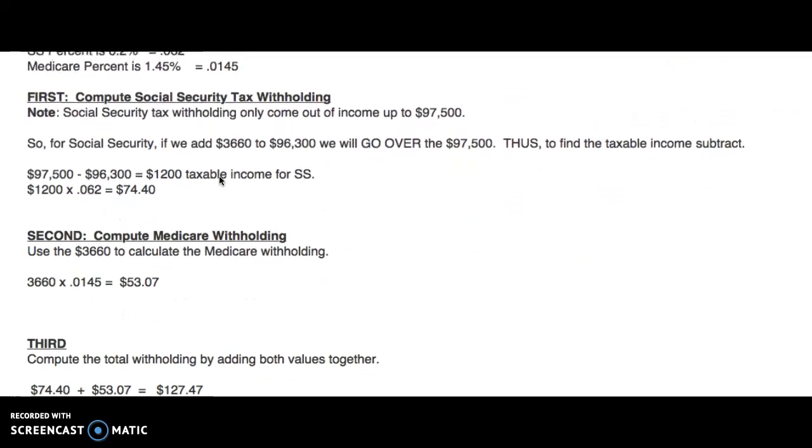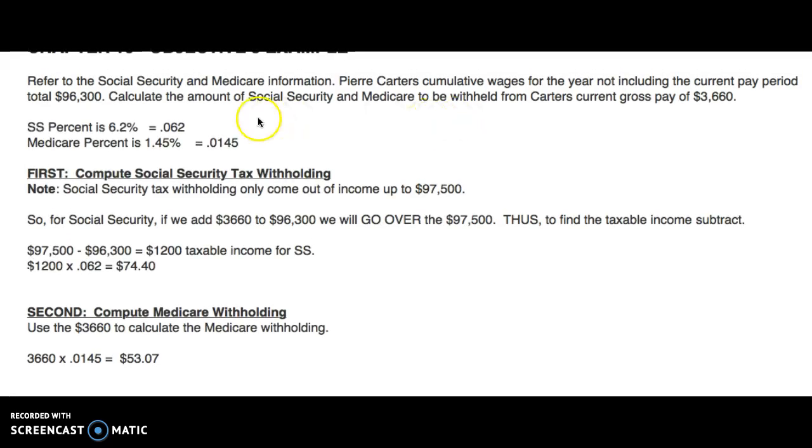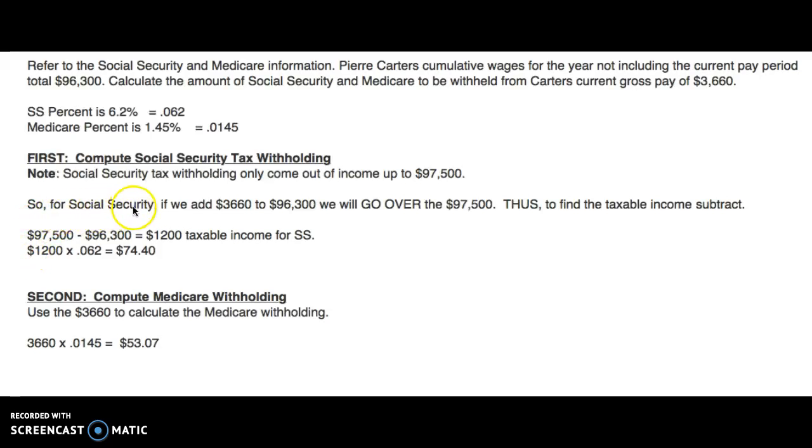So first we're going to compute our Social Security tax withholding. And note in this problem it says Social Security tax withholding only comes out if the income goes up to $97,500. Notice in our example here that he is at $96,300, which is getting really close to $97,000. So if we take our $3,660, which is our gross pay, and we add it to $96,300, we will go over the $97,500. So remember, our $97,500 is our cap.